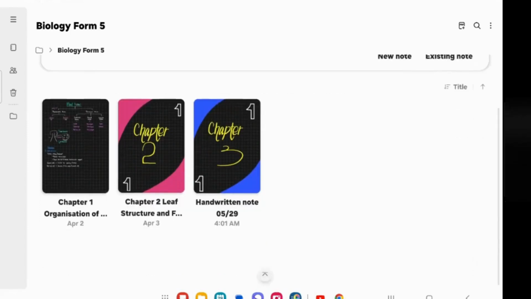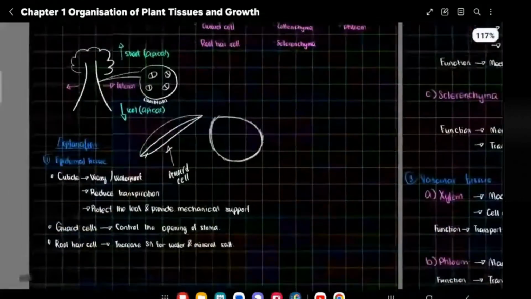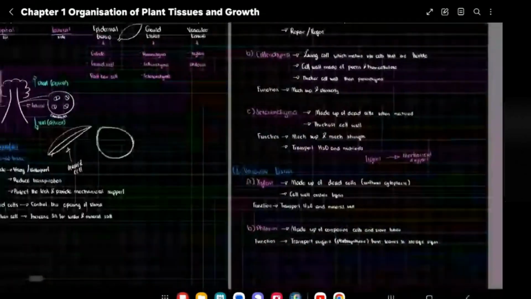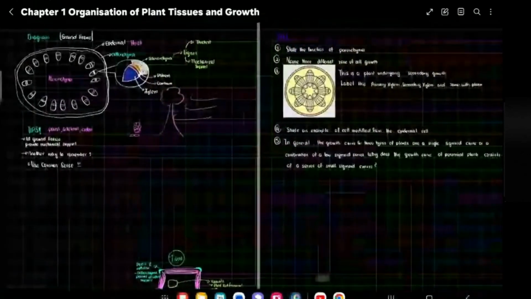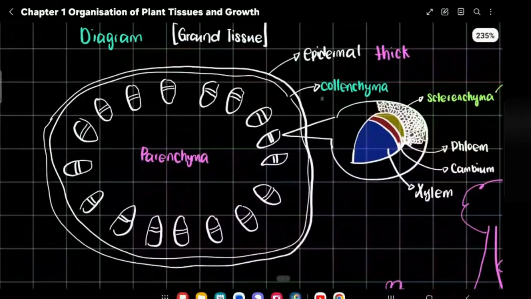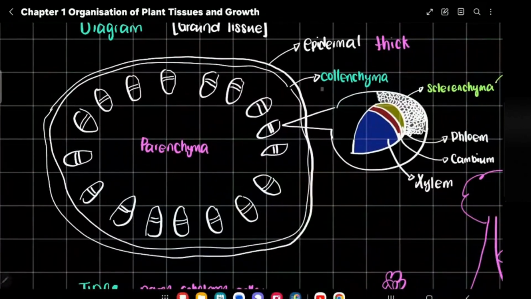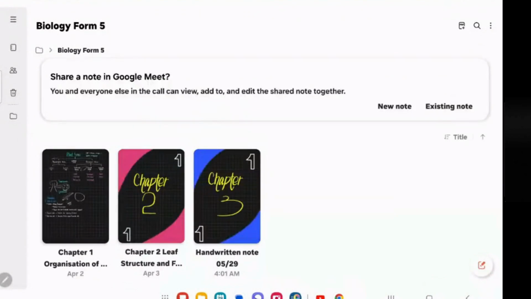So we learned last time the organization of plant tissue and growth, right? Where we learned the plant tissue and all of its function and characteristic. Don't forget, just a recap. This is how it looks like. And if the question asks you, you use the diagram to help you in answering the question. Okay. So if you want to know more, you can watch the other video.